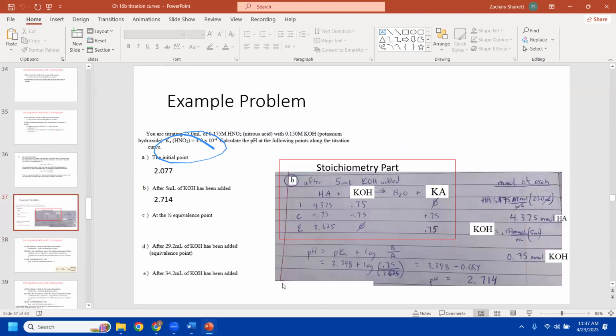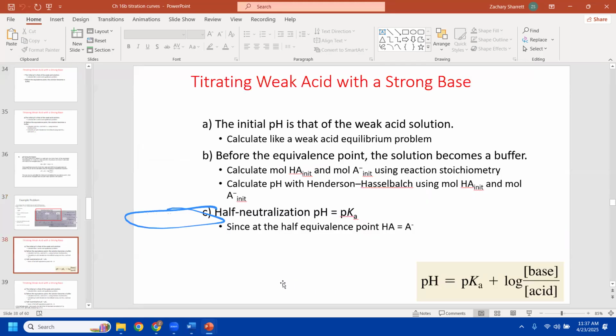So that's the stoichiometry part over here in red, and this part over here is the Henderson-Hasselbalch equation part. There's a couple steps to it, but it just shows me you understand how to do that. Now, for C, I'm going to ask you about the half equivalence point. So let's do this problem.